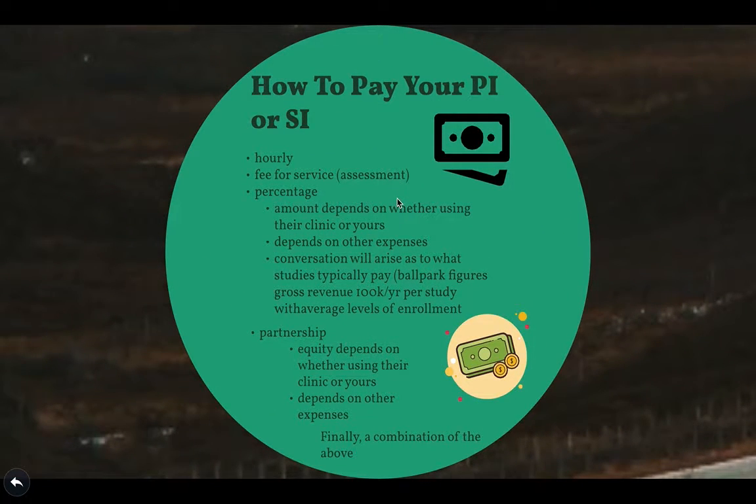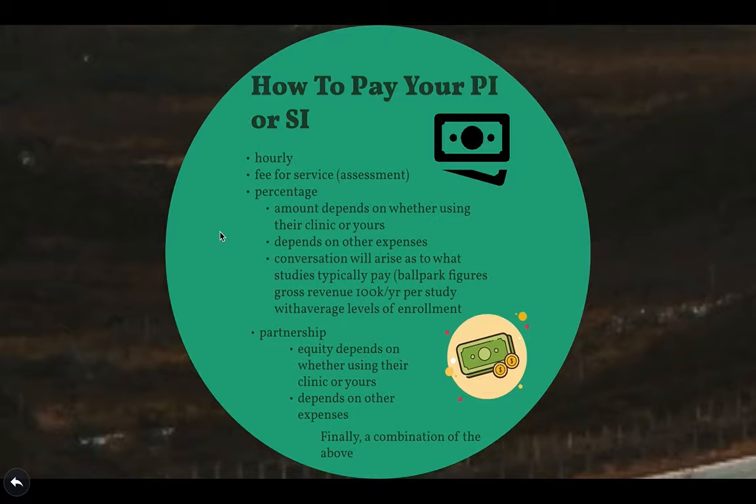Now here's how to pay your PI or your sub-I. So we get the money. There are different ways to pay: hourly, fee for service, a percentage, a partnership. And there are sub bullets for these.